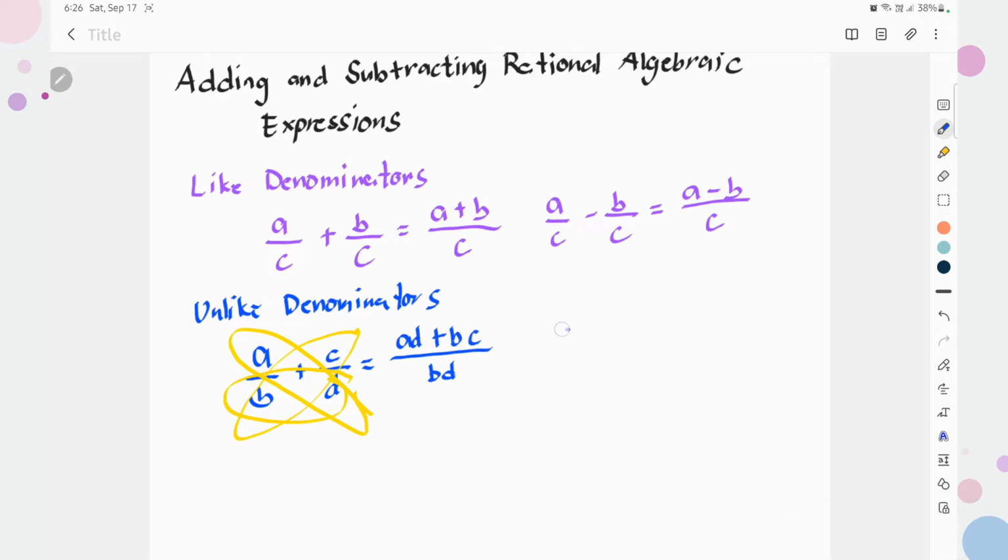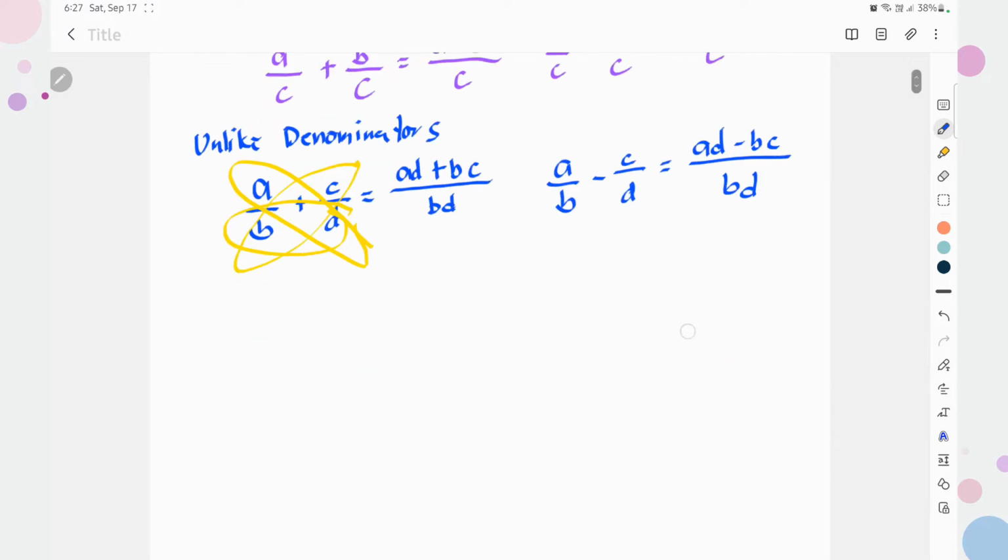That's also the same when it comes to subtraction, just A over B minus C over D. Oops, let me erase that because we're working with subtraction. So minus. So we have AD minus BC all over BD. That's now the structure in adding and subtracting rational algebraic expressions. So let's answer this one.